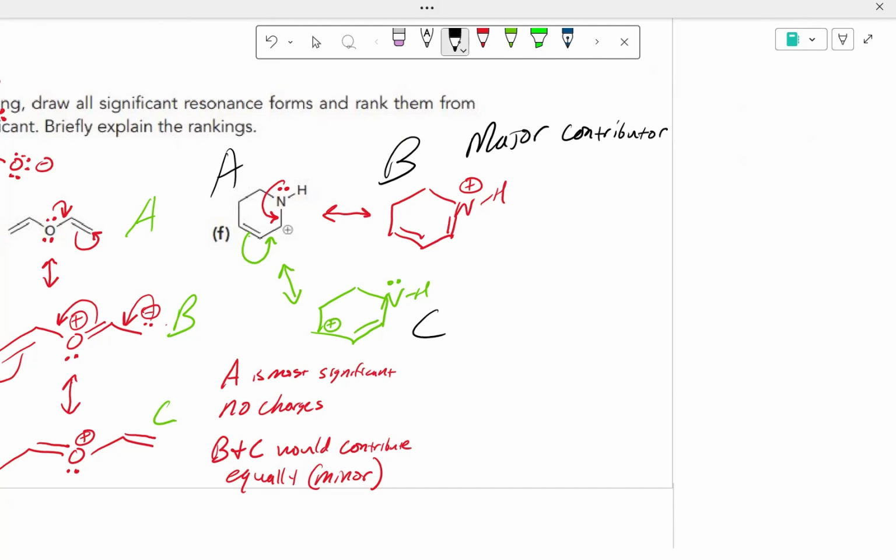Now let's take a look at A and C. In A and C, there's a carbon without a full octet, and each one has a +1 charge. And so we could say that A and C contribute equally, but as more minor contributors than B.